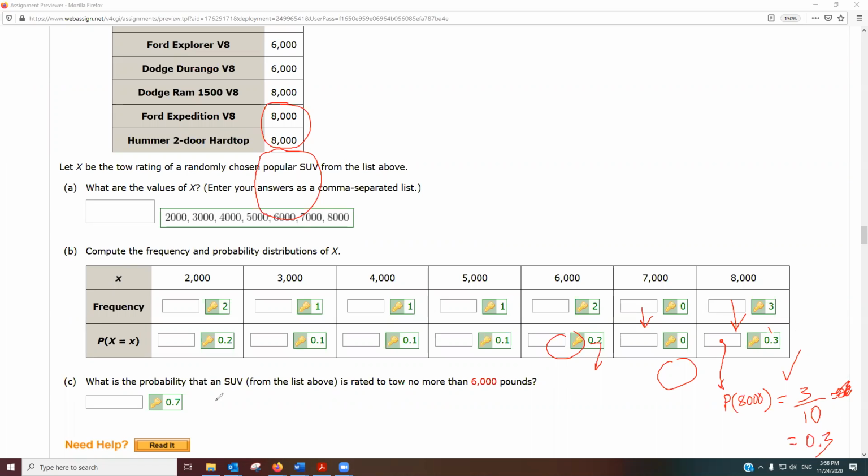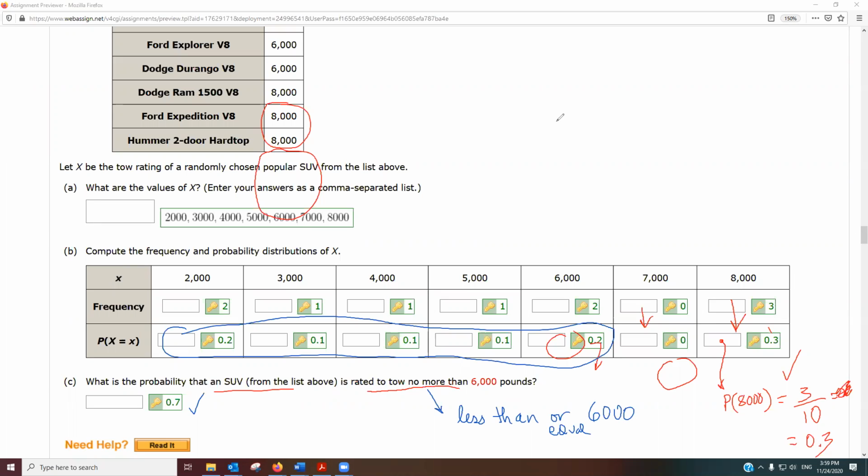And then here's one more question. What's the probability that a vehicle is rated to tow no more than 6,000? Well, no more than 6,000 really means 6,000 or less. So for this question, they're really asking me to add up these probabilities here in the blue. And if you add up those probabilities in the blue, you get 0.7. By the way, remember the words no more really translates to a less than or equal to symbol. When I say no more than 6,000, I really mean less than or equal to 6,000.